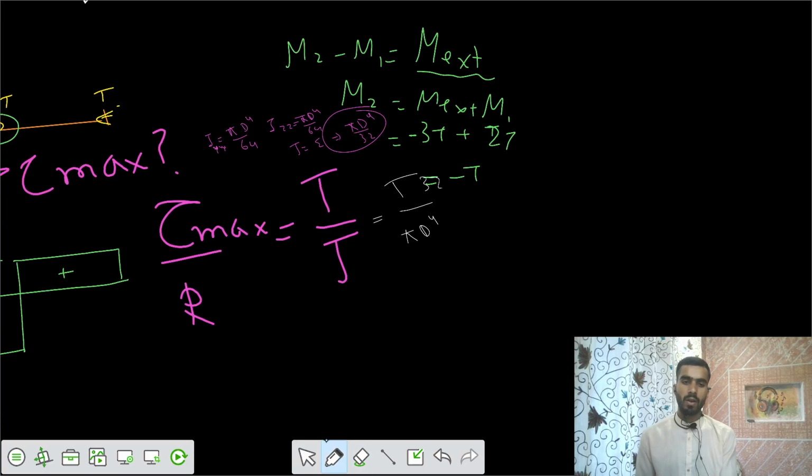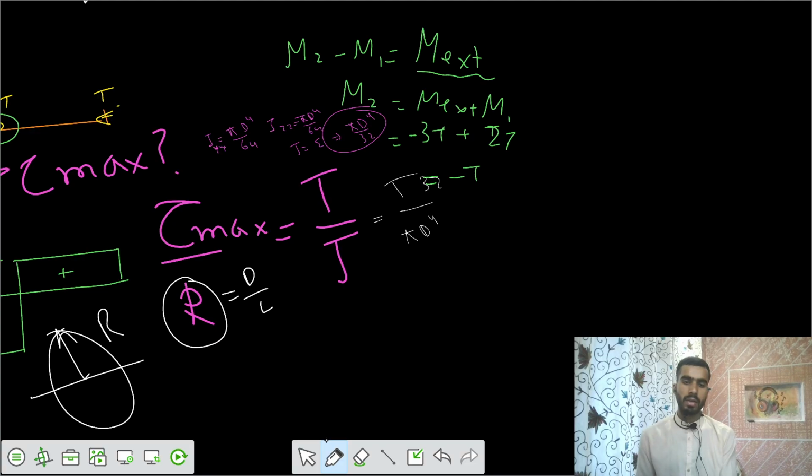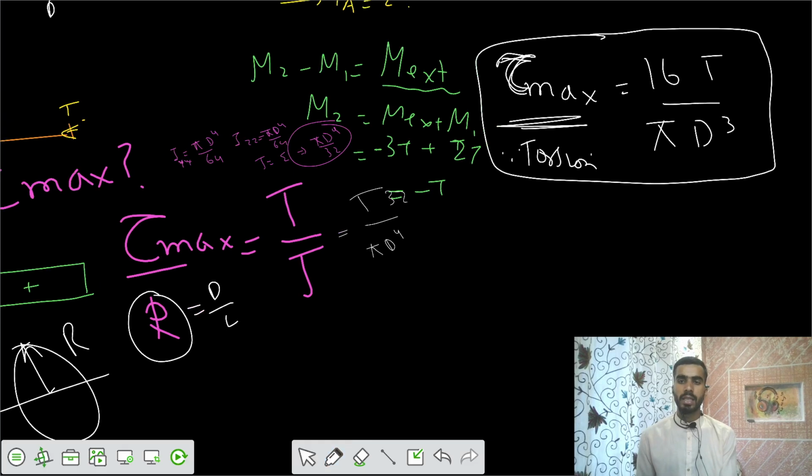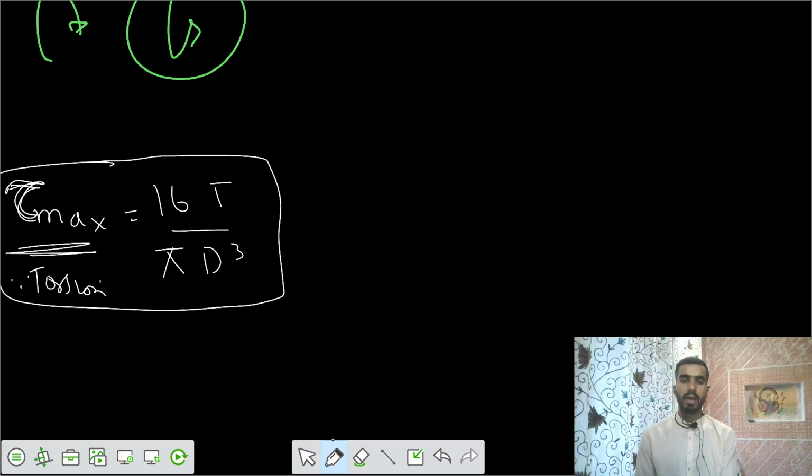So what is the value of R? The maximum value of R we can have is diameter by 2. So you have the final equation that tau max equals 16 T upon pi d cube. So this is your maximum shear stress developed because of the torsion, tau max equals 16 T by pi d cube, and the variation of shear stresses is in this way.